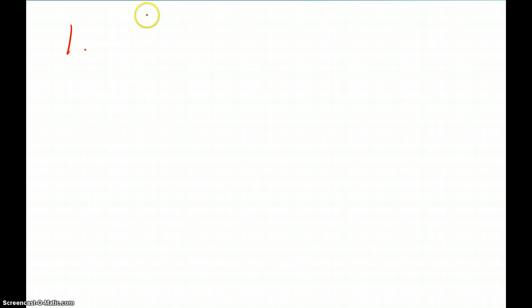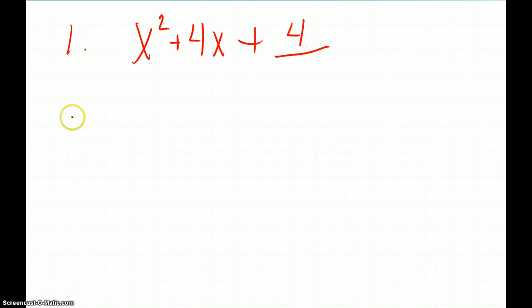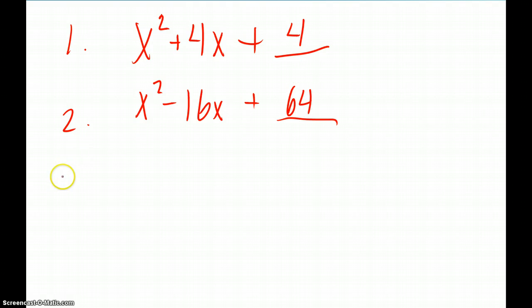Number 1, x squared plus 4x plus something. Chop this in half, you get 2. Square it, you should get 4. Number 2, x squared minus 16x plus something. Chop this in half, you get negative 4, but a negative times a negative is always still just a positive, so chop it in half. Sorry, you don't get 4, you get negative 8. Negative 8 times negative 8 is 64.